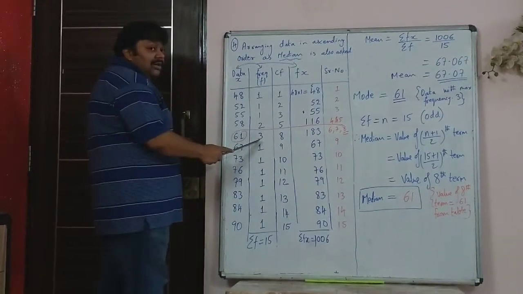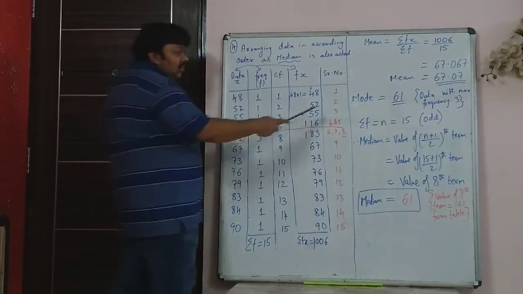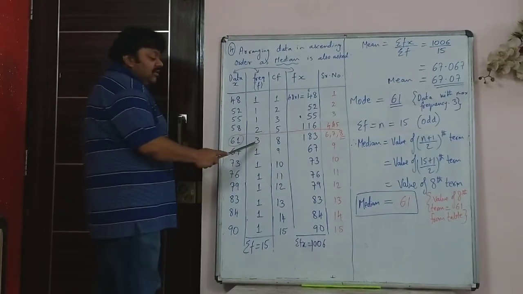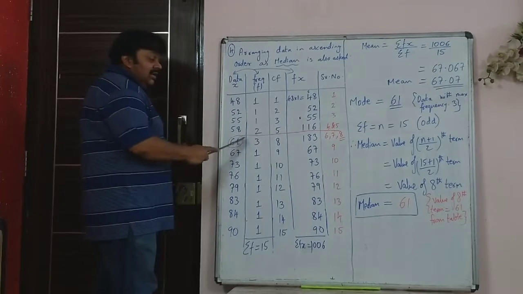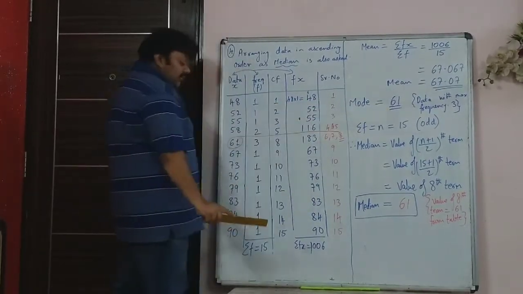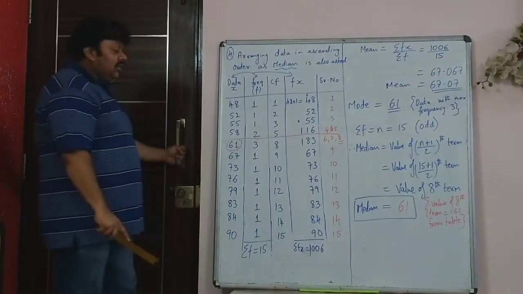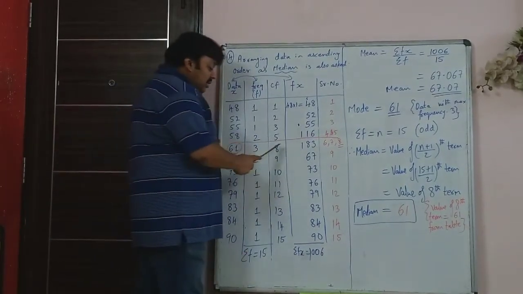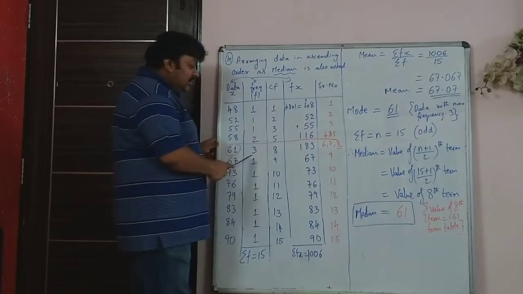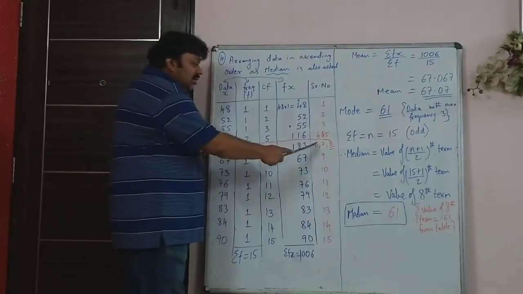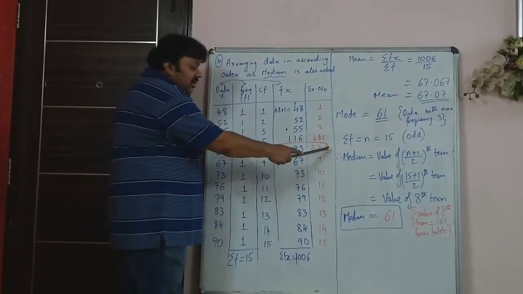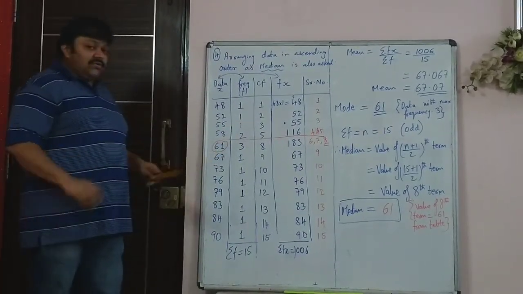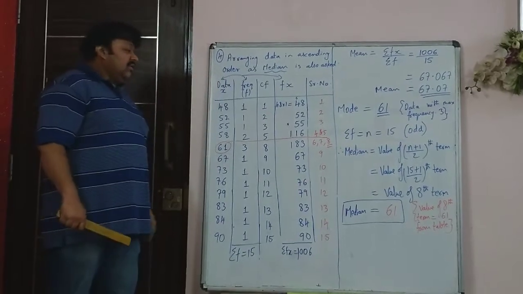61 is happening the maximum number of times, so the mode is 61. Because the data which has maximum frequency, not the frequency but the data, that is the mode. So 61 is the mode, the data with maximum frequency. So 61 is happening 3 times. So serial numbers 6, 7 and 8 all have the same age or the same data, 61.